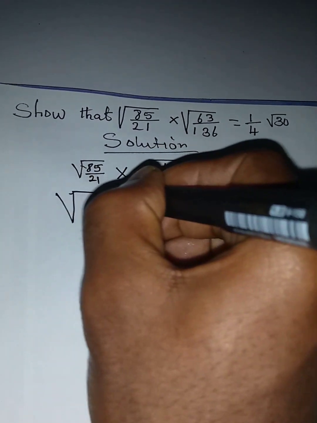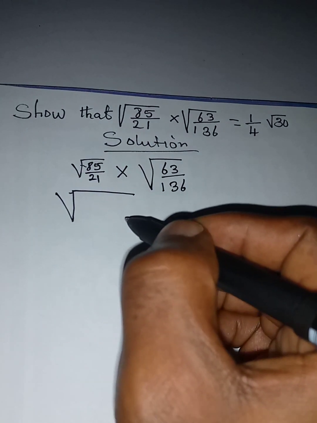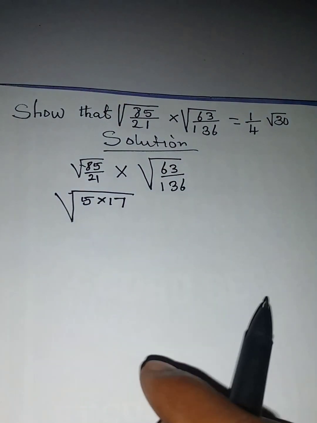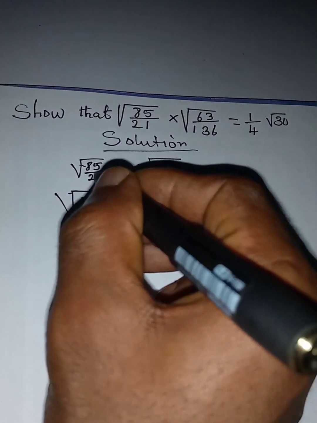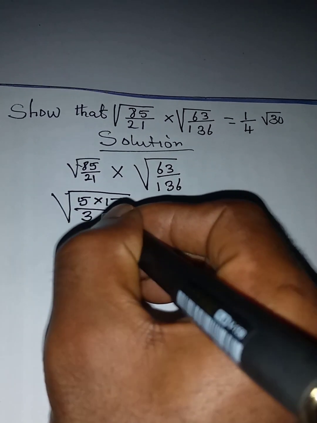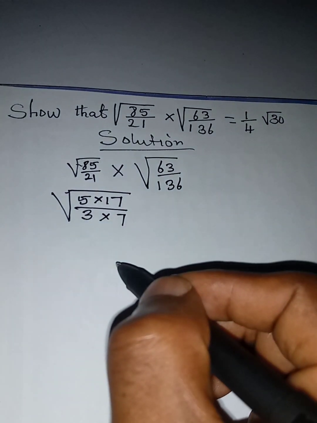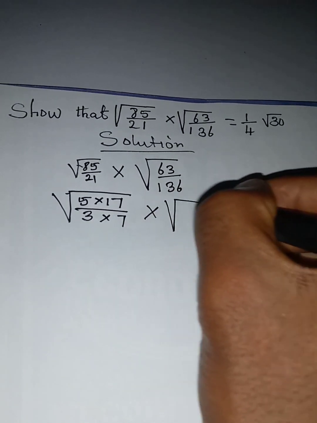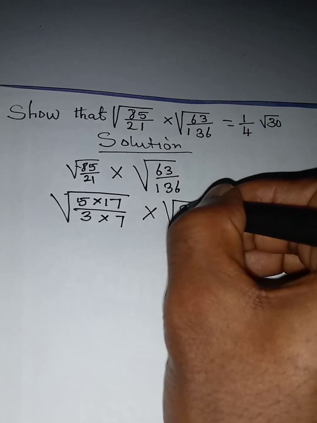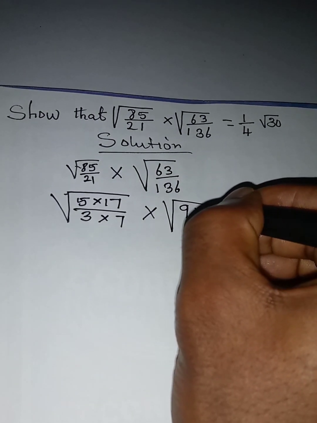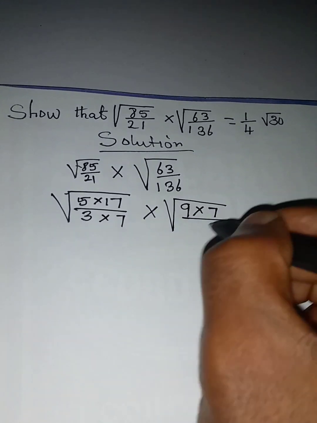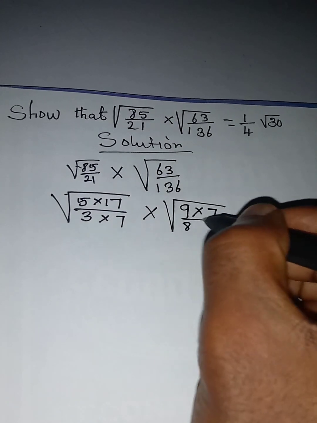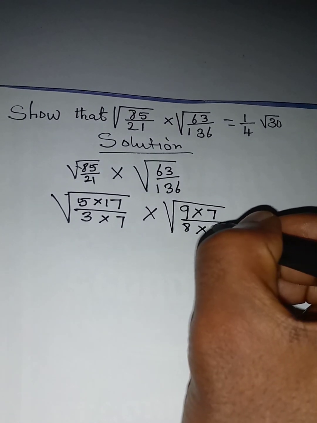Let's get started. 85 here is the same thing as 5 multiplied by 17. Then 21 is the same thing as 3 multiplied by 7. Then multiply by 63, which is the same thing as 9 multiplied by 7, then over 136, which is the same thing as 8 multiplied by 17.